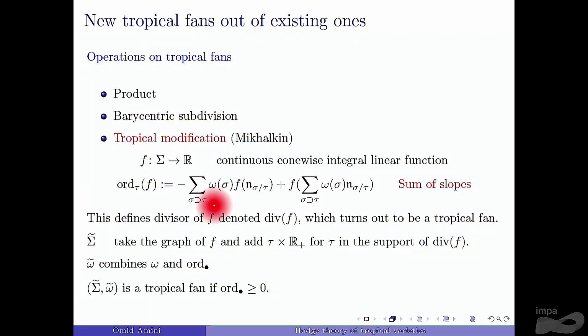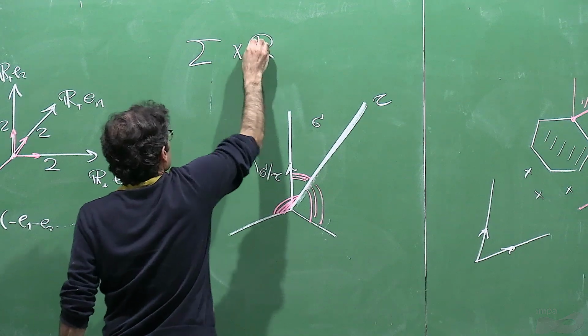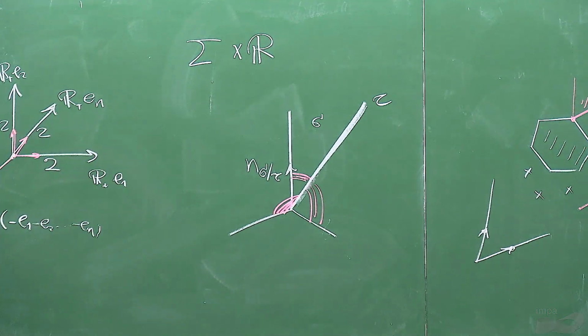so what you do is that I define this order of vanishing, I get a divisor of f, which is a subfan of sigma of dimension d minus 1 plus this order of vanishing as a function. So now I take the graph of this function f. The graph of function f lives inside sigma times R. So let's see what is the shape of this graph. The shape of this graph is as follows.